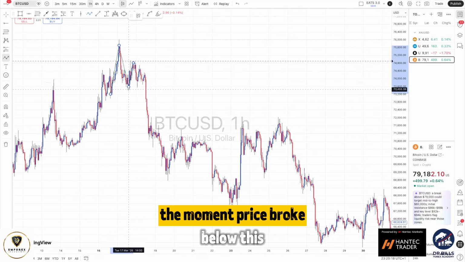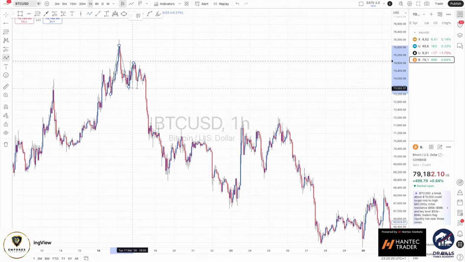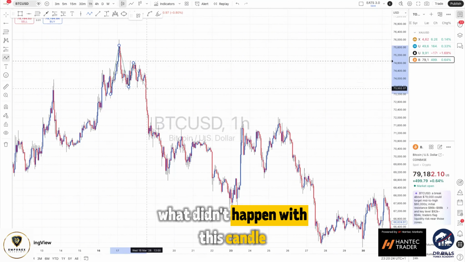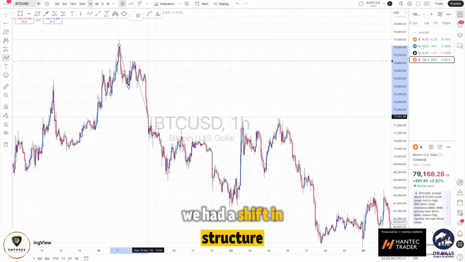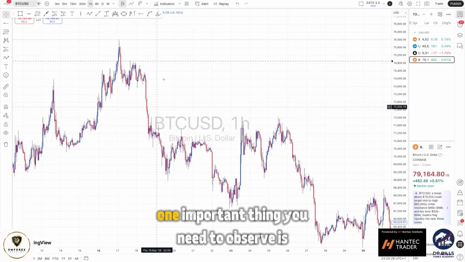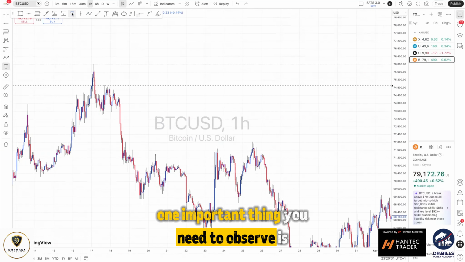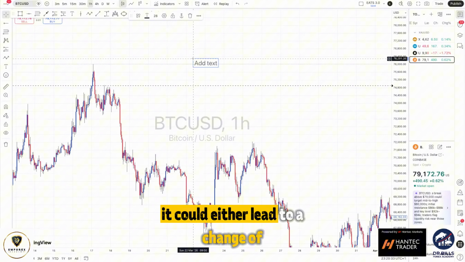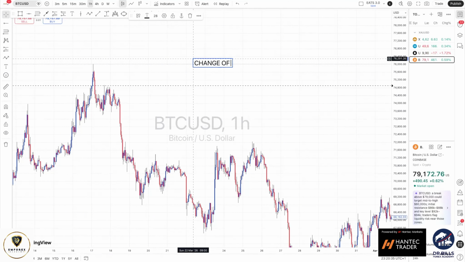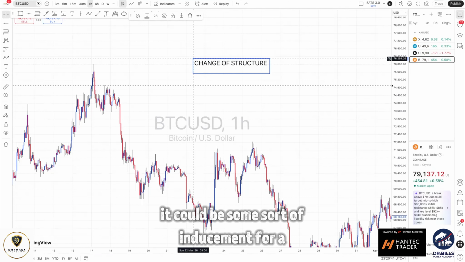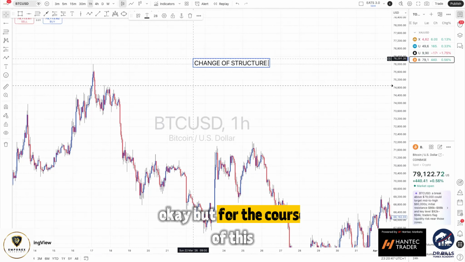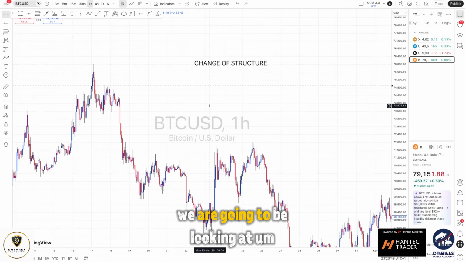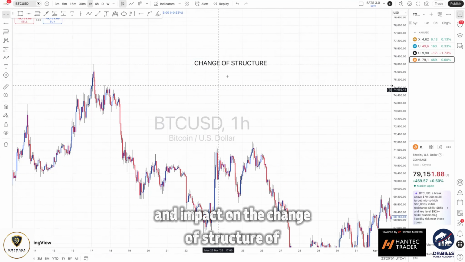The moment price broke below this failure to swing, what then happened with this candle? We had a shift in structure. So the moment you see a failure to swing, one important thing you need to observe is it could either lead to a change of structure, or it could be some sort of inducement for a continuation to the upside. But for the course of this particular video, we are going to be looking at a failure to swing and its impact on the change of structure of the market.